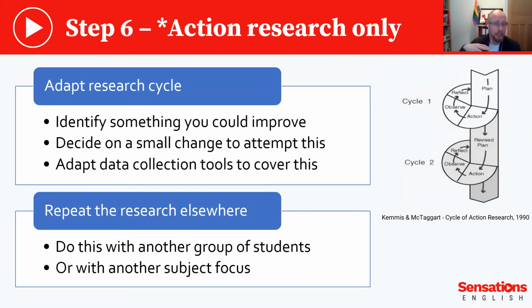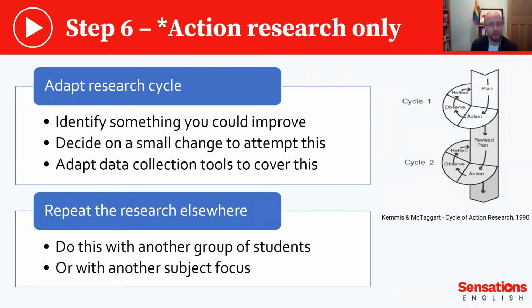adapting, from those insights that you've got, the intervention in the classroom, the activities in the classroom that you did, identifying something you could improve, and then from that first cycle deciding on a small change that might improve this, and adapting any data collection tools you need to cover this without making the data collection different from the first time. So you might need to add a tool or add a question to an existing tool so that you are still collecting the same information, so that that is comparable with the first cycle.